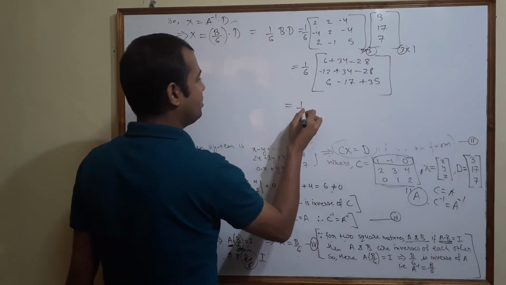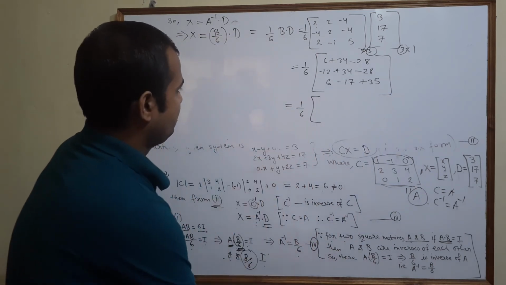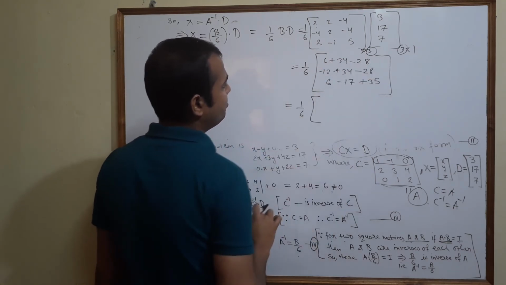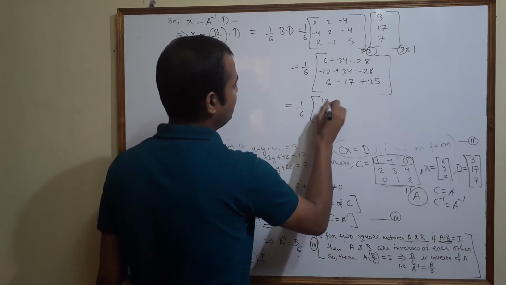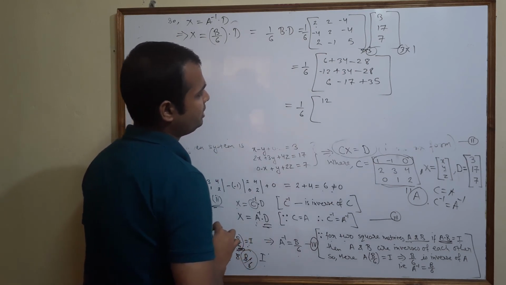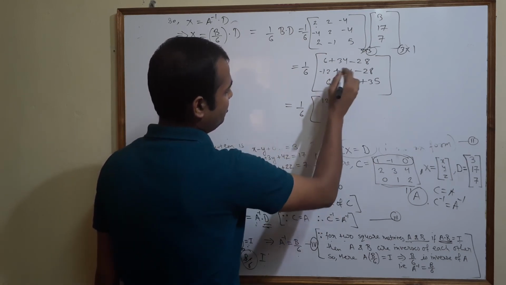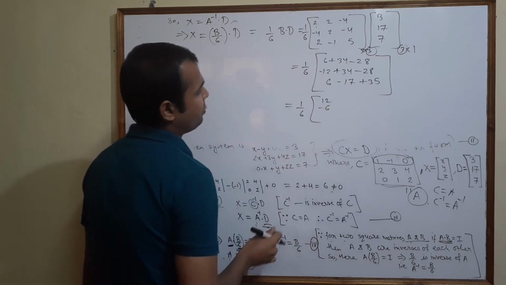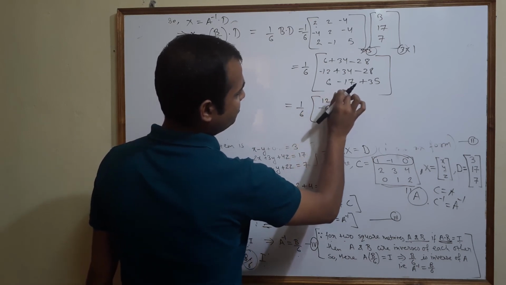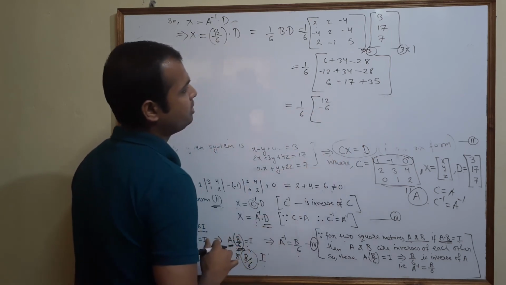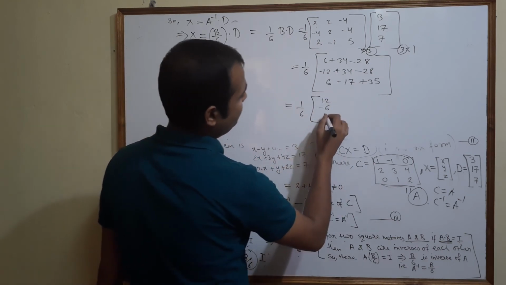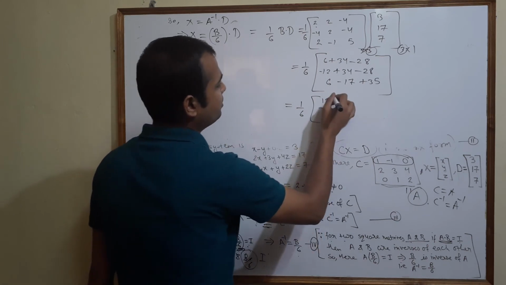Okay, 1 by 6. Here 6 plus 34 is 40. 40 minus 28 would be 12. Then minus 12 and minus 28 would be minus 40, minus 40 plus 34, so minus 6. Then here you got 6 plus 35, 41, and 41 minus 17 you will get 24.